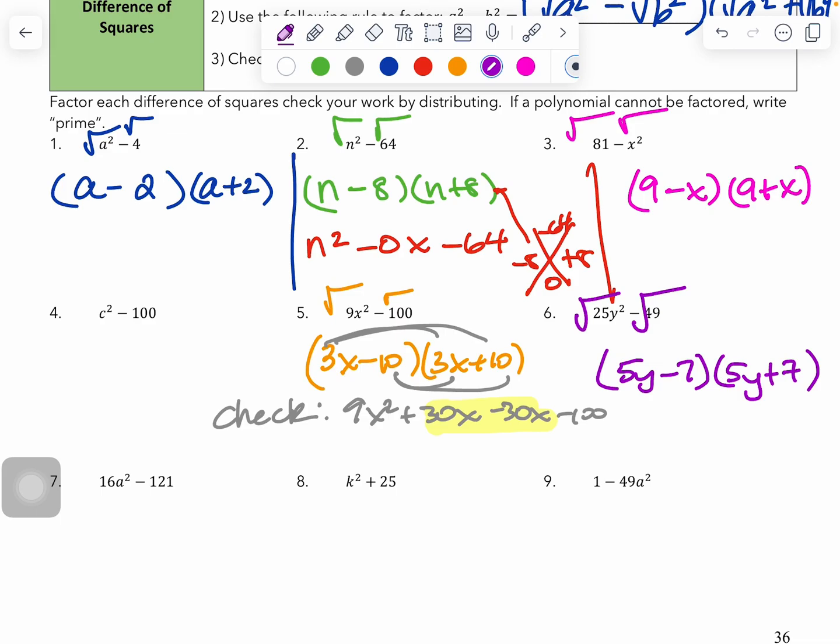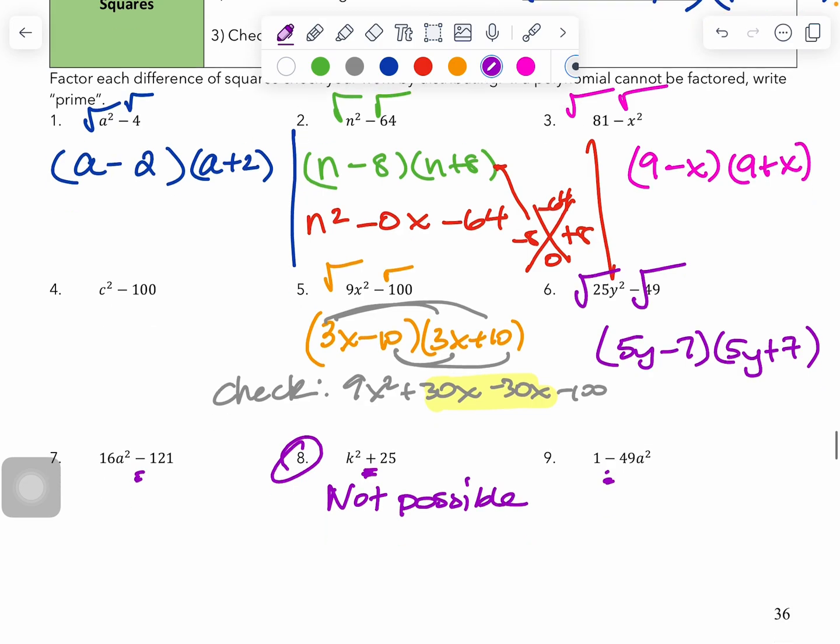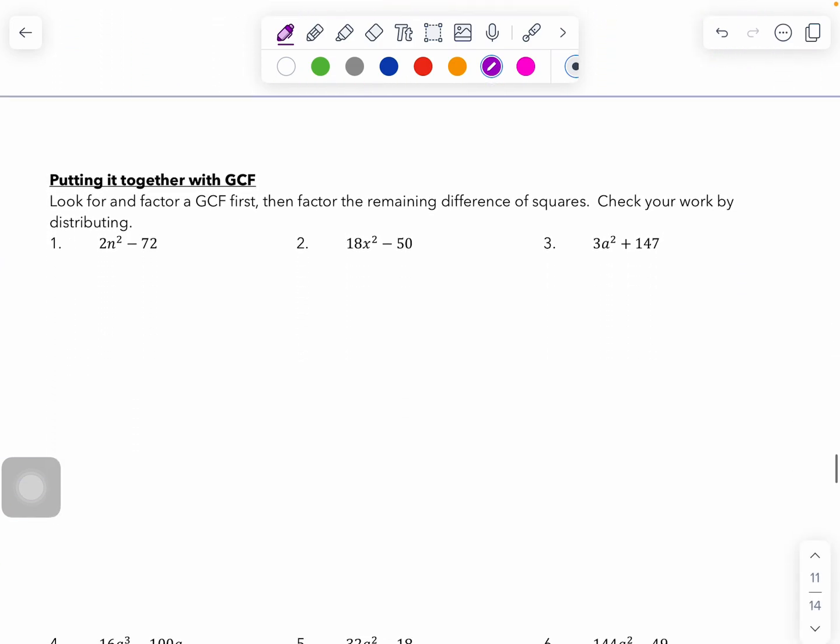All right, I want to take a look at a trick problem, and that is number 8. This is not possible. Cannot be factored. Why not? Because it's a plus. It's supposed to be a minus. This one threw us off and gave us a plus instead, so that's not possible. Let's look at the next page where we put it together with a GCF.